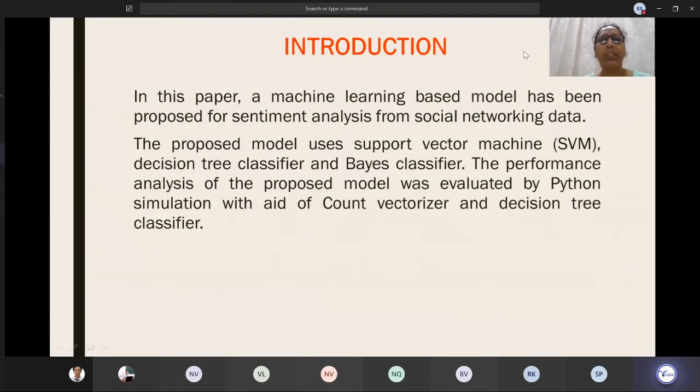In this paper, a machine learning based model has been proposed for sentiment analysis from social networking data. The proposed model uses support vector machine, decision tree classifier, and Bayes classifier. The performance of the proposed model was evaluated by Python simulation with the aid of count vectorizer and decision tree classifier.